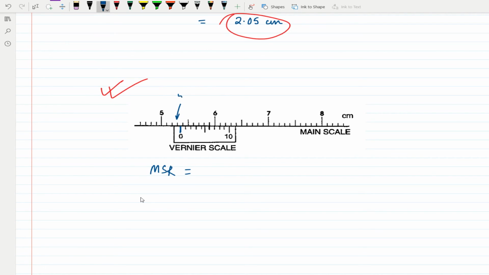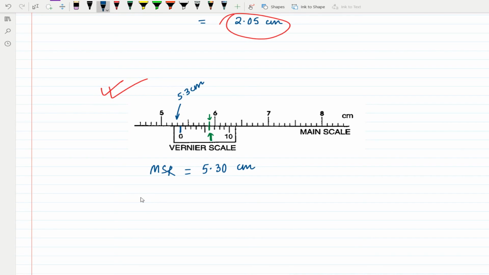So how much is this division? This is 5.3 centimeter. So MSR will be 5.30 centimeter, two decimal places. Then you will have to find out the division of the vernier scale which is coinciding. If you see carefully, you can see that this particular division of the vernier scale is coming directly in line with the main scale. This is the division we are supposed to find.